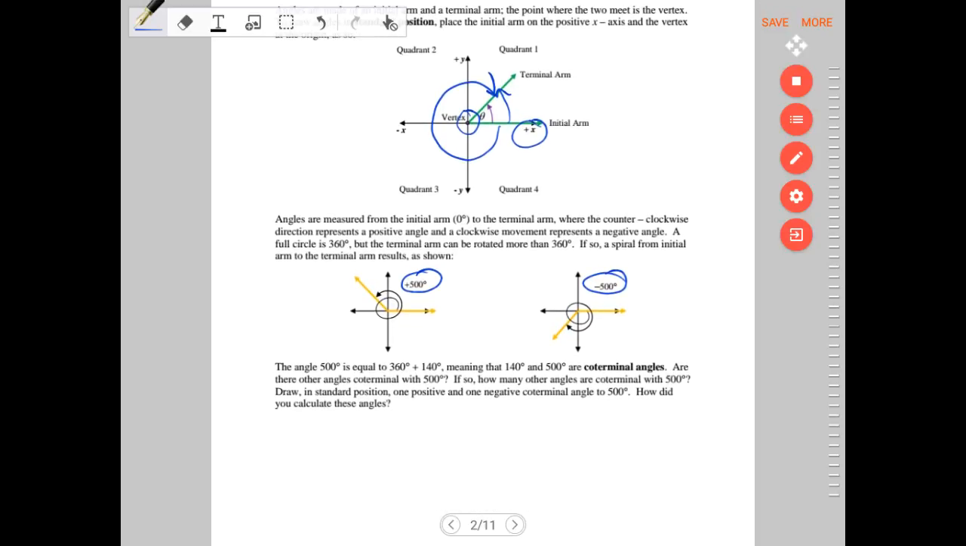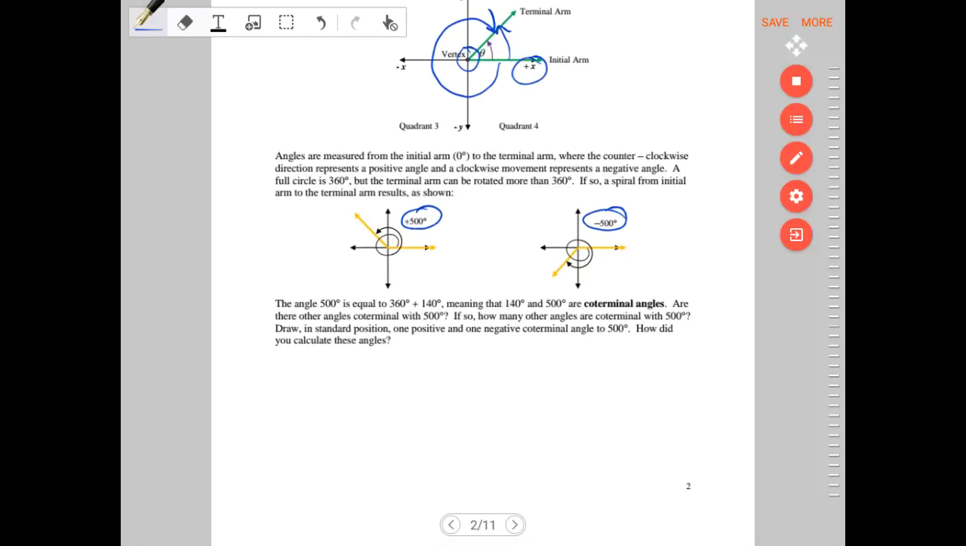Now, you can go around the circle as many times as you want. One complete circle has a measure of 360 degrees. So to make 500 degrees, we have to go around the circle 1 full time and another 140 degrees. Because the 500 and the 140 share the same terminal arm, they are called coterminal angles. Are there other ones coterminal with 500?